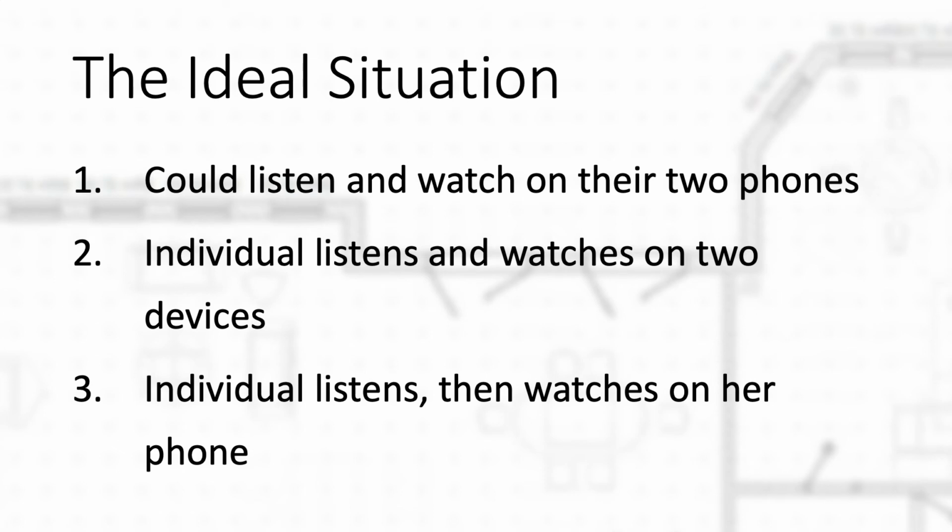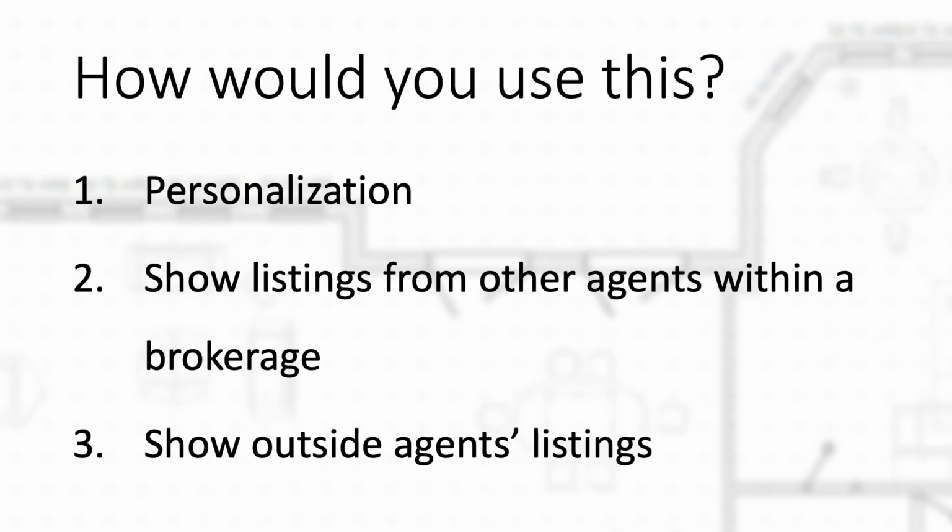In an ideal situation, you'd have a couple, maybe they have both of their phones, one is listening and the other is watching. Or if it's an individual, maybe they have two devices. Maybe they're looking on their iPad, looking around with the gyroscope and accelerometer, and listening with their phone or their headphones. So the ideal situation would be two people, two phones. But nonetheless, as long as you're getting a personalized audio message to the buyer, it's a win.